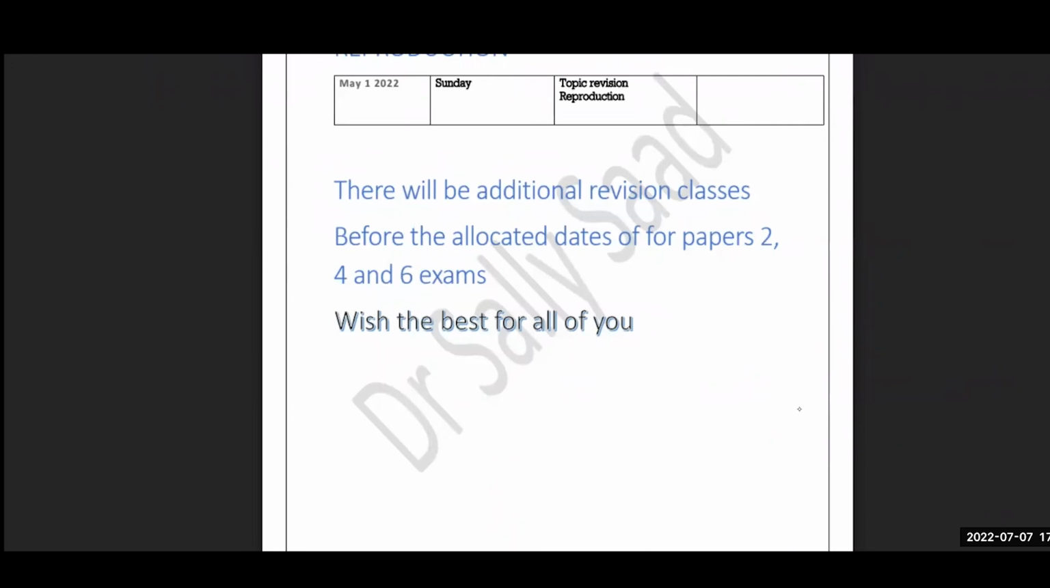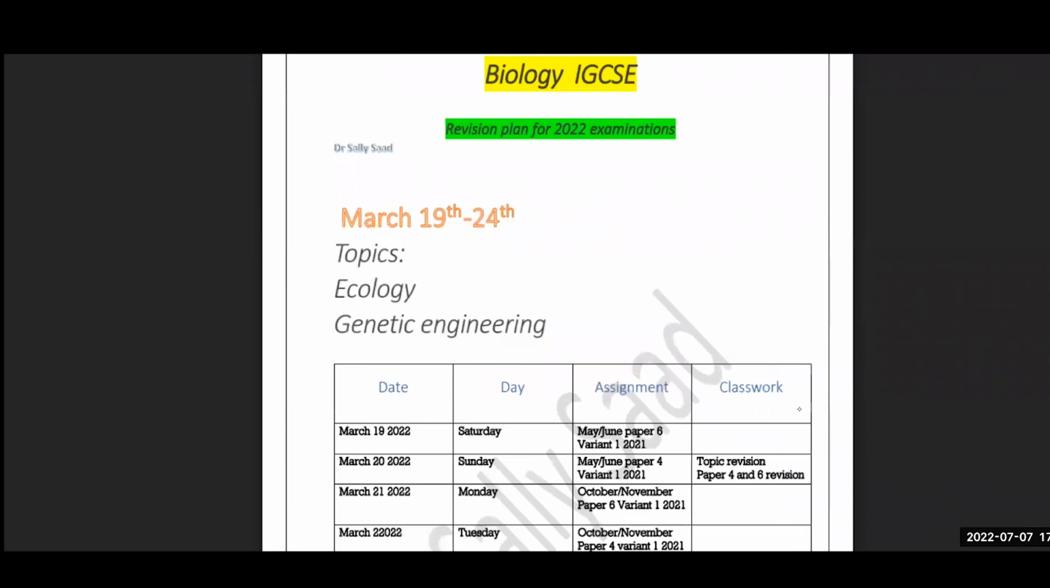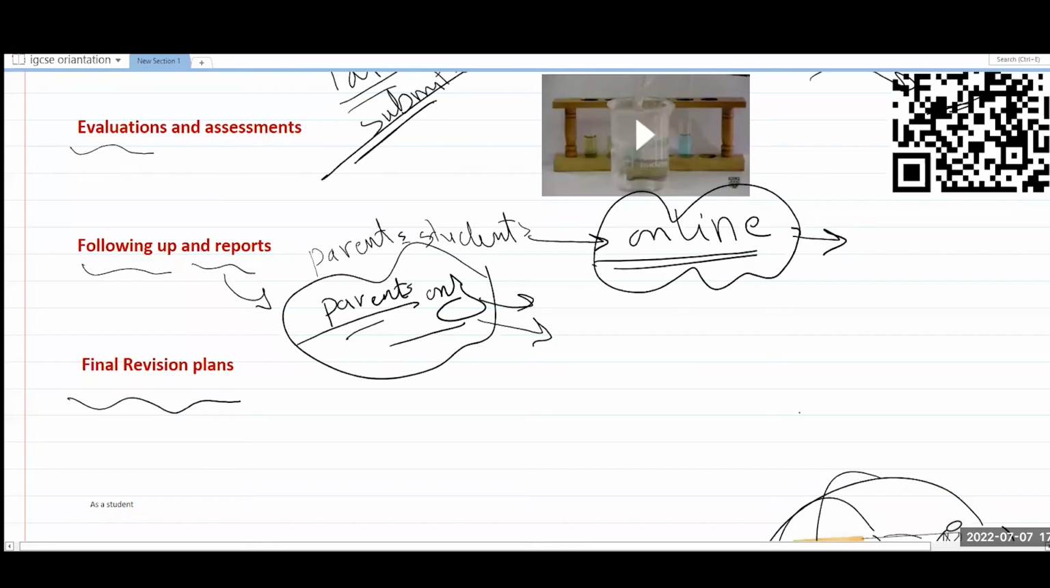Then there will be daily classes before the allocated dates of papers 2, 4 and 6. It will be daily, right? We'll give a mock, discuss it together, explain, and give you hints about the exam and all of that. Is it clear? Of course, the reports will be sent with comments on whether there is improvement or not, and the report will give a grade: A, B, star, like that.